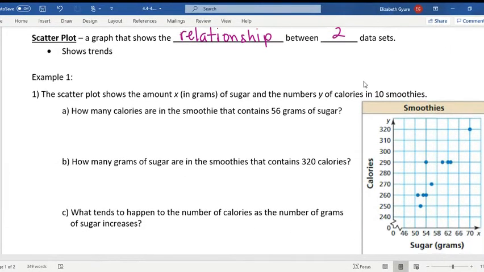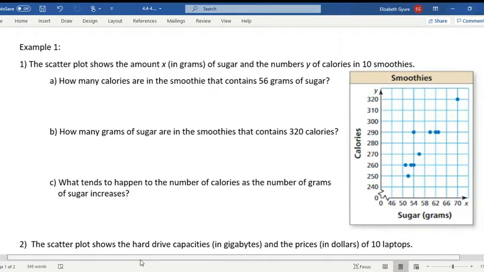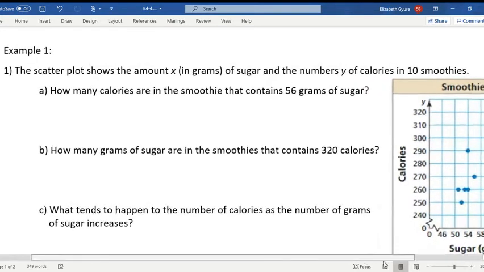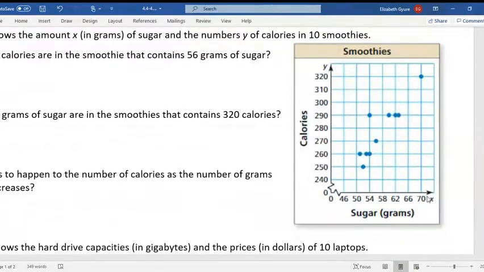So the first thing we're going to do is just practice reading a scatter plot. So example 1, the scatter plot shows the amount x in grams of sugar and the number of calories, y, in 10 smoothies. So if you look at this graph, I'm going to zoom in on this a bit so we can talk about it. Couple things to notice. The bottom is labeled as sugar. That's our x-axis, so grams of sugar. The y-axis is the calories. And then you notice down here, see this weird little squiggle? It looks like your graph kind of had a spasm. Alex, you have a question?